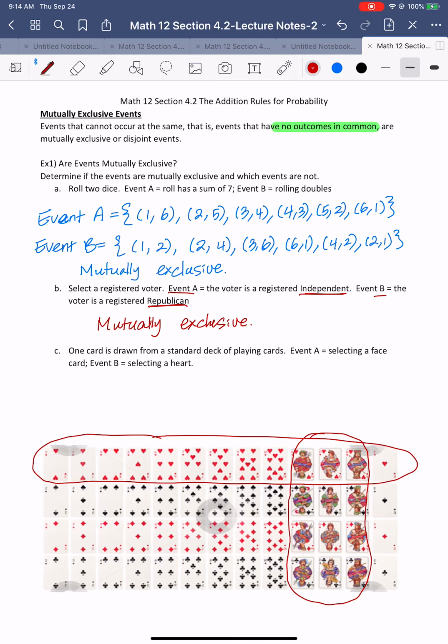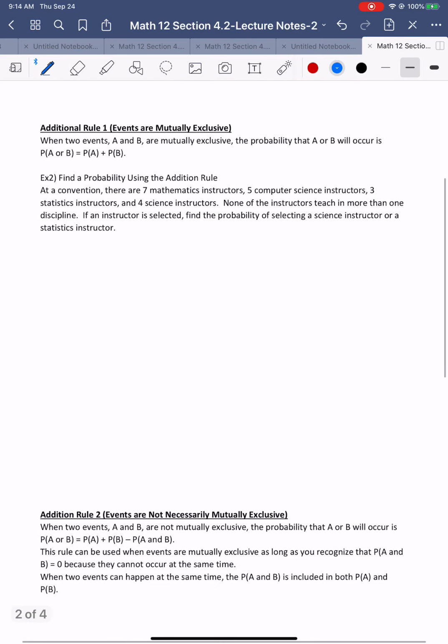As you notice, this face card and this face card and this face card also belong to the cards of the hearts. So there are cards in common. This is not a case of mutually exclusive. If the two events have something in common, then it's not going to be mutually exclusive. All right, let's look at the next page.